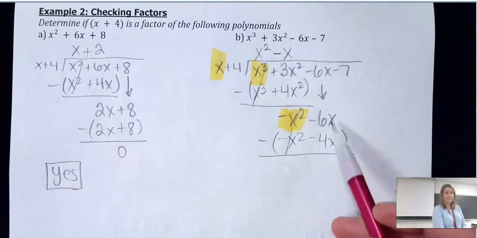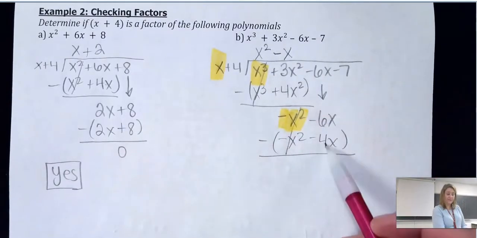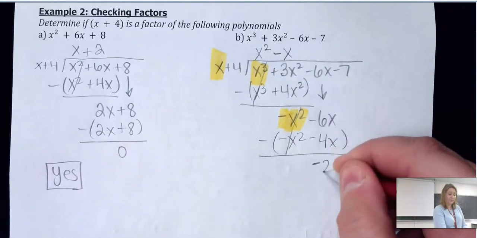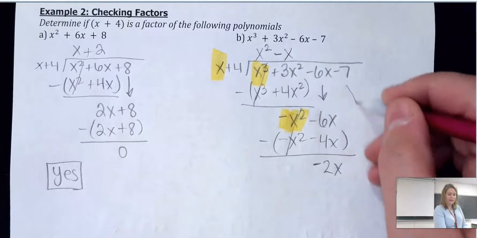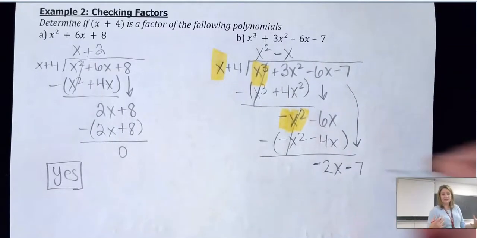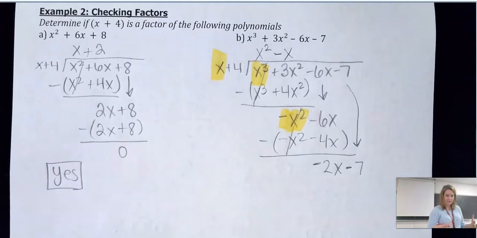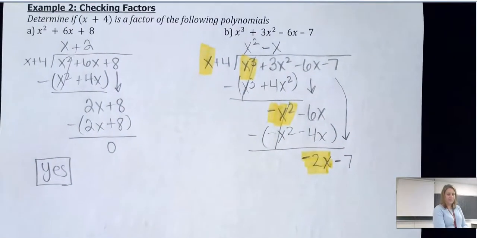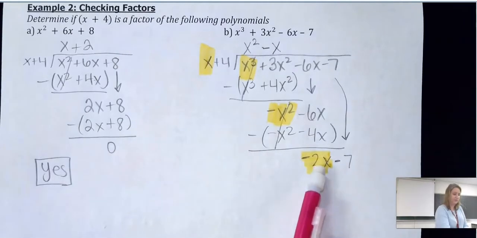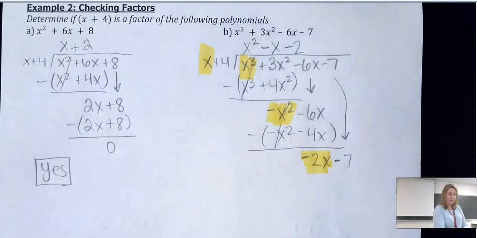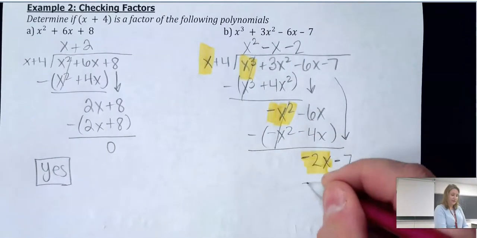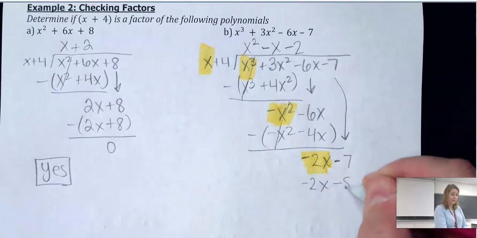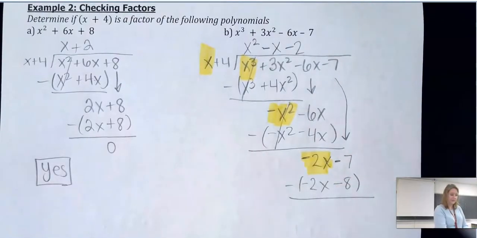Negative 6 minus a negative 4 is really negative 6 plus 4, which will be negative 2x. And you might be able to tell right now, we're answering the question, is this a factor? This one's not going to be a factor. If you don't notice that, that's okay. I'm just going to continue the process. What do I need to multiply x by to get negative 2x? That's just going to be a negative 2. If I multiply that back, I'm going to get negative 2x, and then negative 8. If I subtract here, you can see these don't match up. I'm going to get 1 as my remainder.